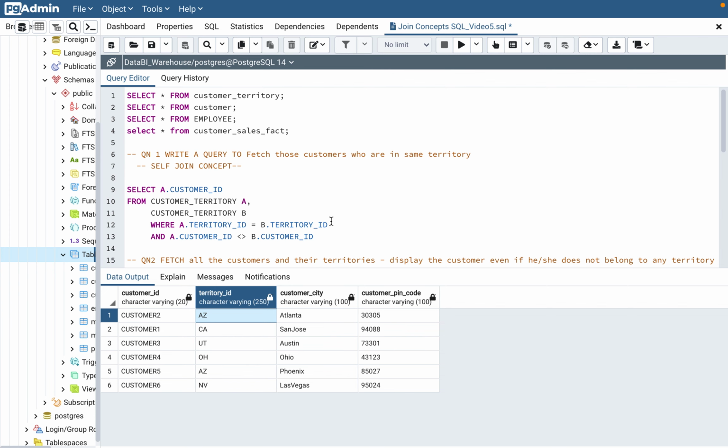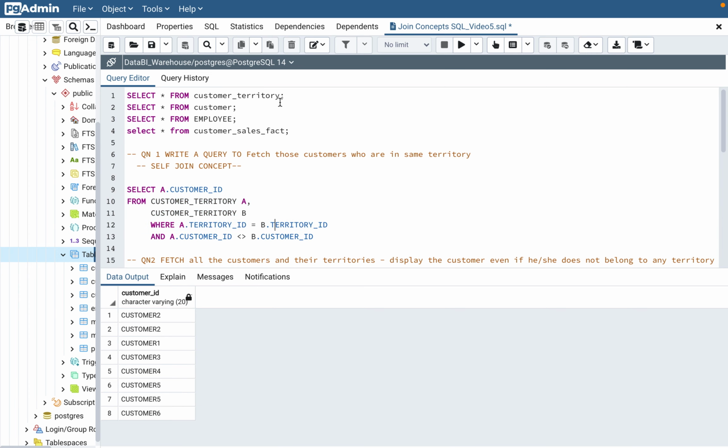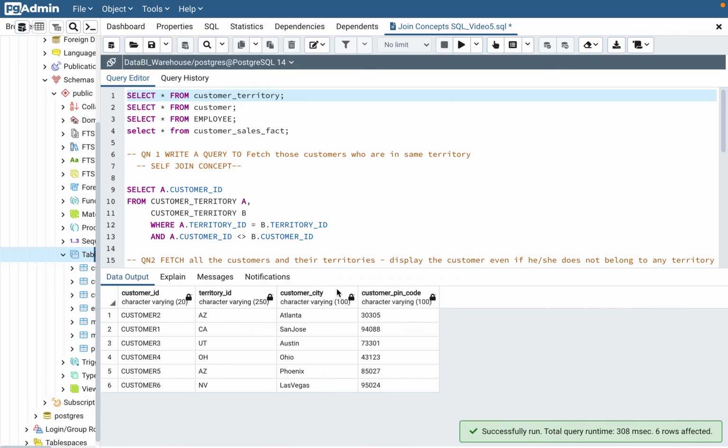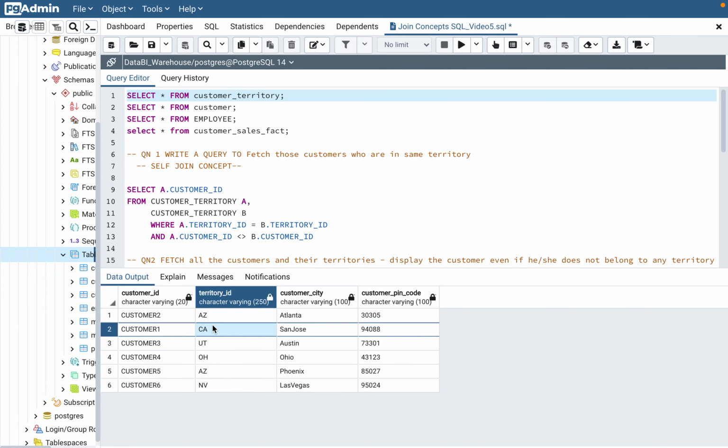No, that's not true actually, because let's run this query. If you run this query, you see all the customers are coming, right? Why is that the case? That's the case because it's just joining all the matching territory IDs. It's treating it as a separate table, and it is joining CA to CA, Utah to Utah, AZ to AZ. That's why you see that customer 2 and customer 5 came up two times.